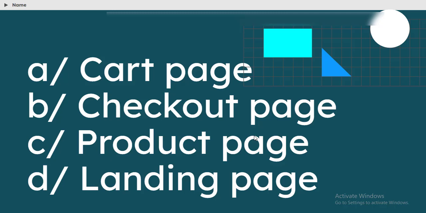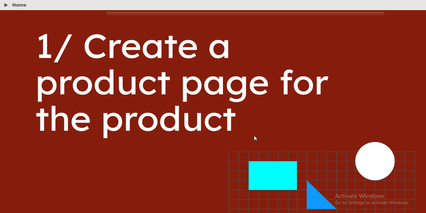So we'll start with the product page. We'll create a product page for the particular products we want to sell. For each product you want to sell, you have to create a product page for that particular product. The product page is created in WooCommerce.